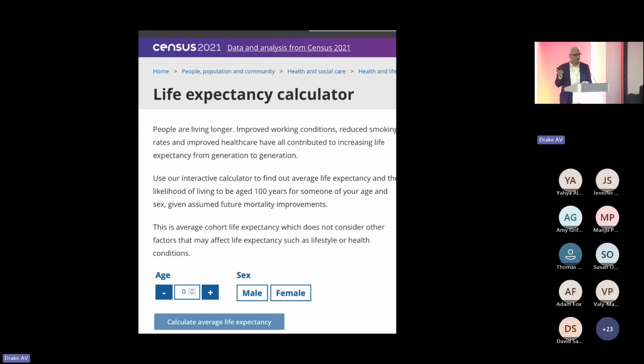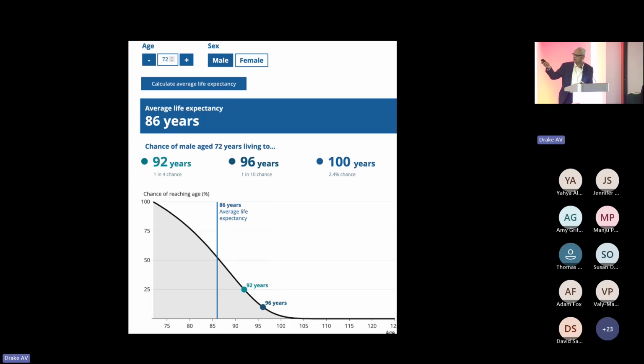I just want to dwell for the last 2 minutes on one thing, because I don't think we understand this concept of risk very well or life expectancy very well. So this is a game you can play if you feel like it. Go to the ONS website and just look up life expectancy calculator. You just put an age there and the sex there, and it's a beautiful, very easy website. Say you've got a person of that age who's female and average life expectancy 86 years.